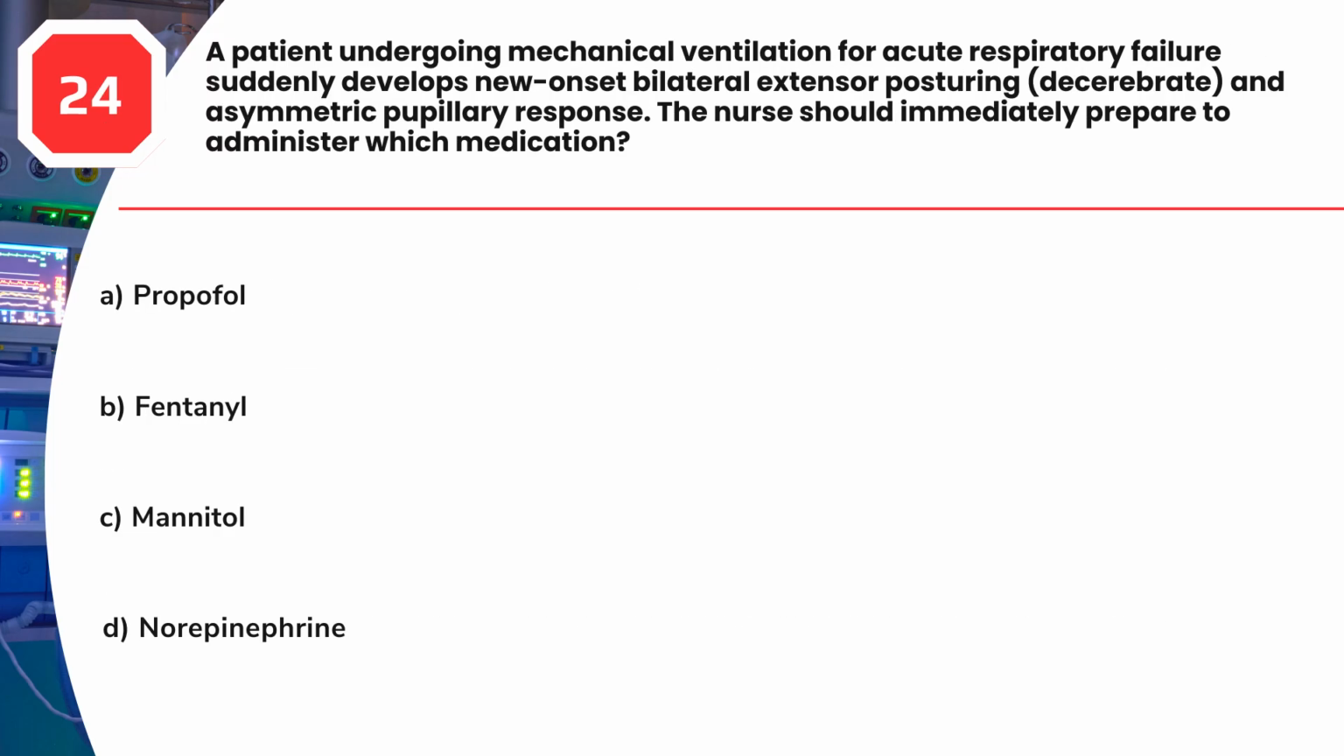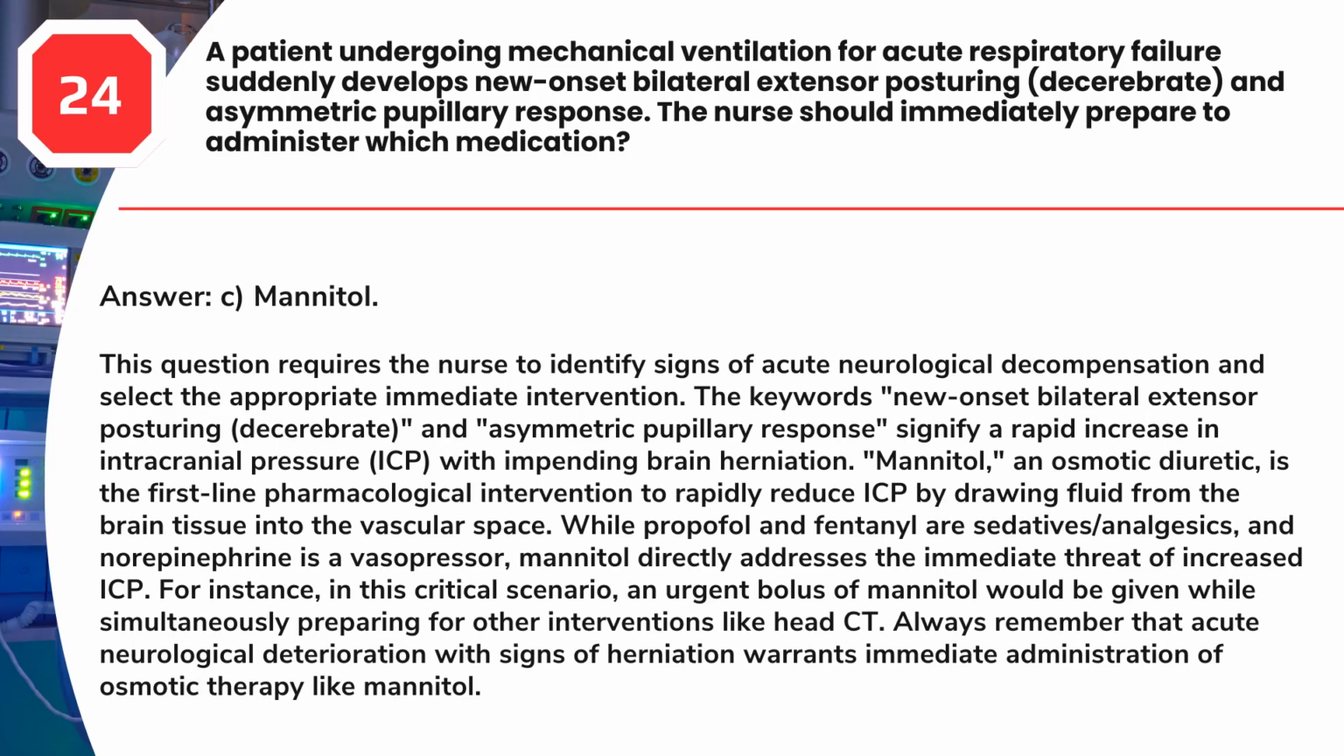Question 24. A patient undergoing mechanical ventilation for acute respiratory failure suddenly develops new-onset bilateral extensor posturing (decerebrate) and asymmetric pupillary response. The nurse should immediately prepare to administer which medication? A. Propofol. B. Fentanyl. C. Mannitol. D. Norepinephrine. Answer: C. Mannitol.